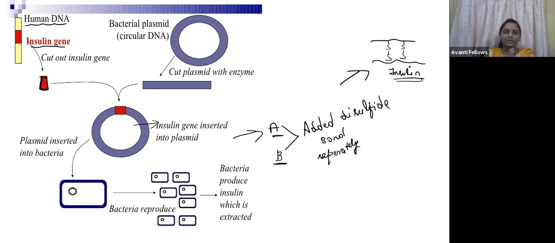So the Eli Lilly company took the authorization for this, and they prepared the polypeptides separately, the A peptide and B peptide. After the creation of these polypeptides, they joined them with the disulfide bond separately. Now the insulin was produced, and this insulin is used worldwide.